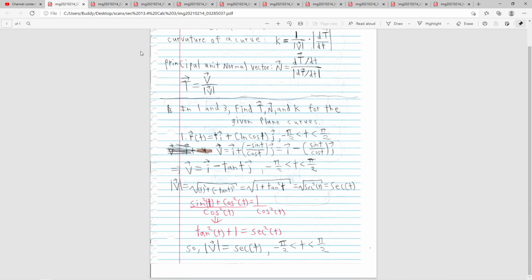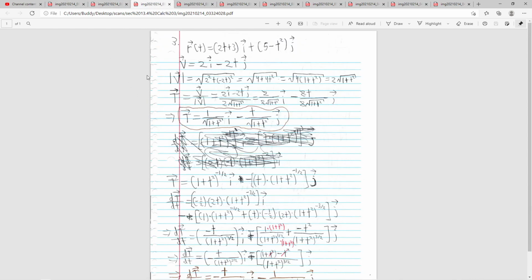That's how you do that type of problem. Okay. So this one is i and j again because it's a plane curve: 2t plus 3, 5 minus t squared. Component-wise, v is equal to 2i, because the derivative of 2t plus 3 is 2, and negative 2t, because the derivative of 5 minus t squared is 0 minus 2t, since 5 has derivative 0. So it's negative 2t j.